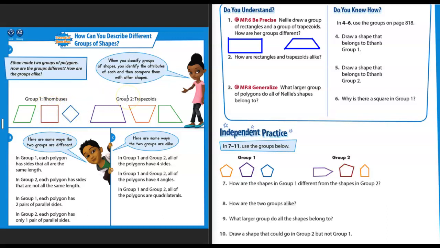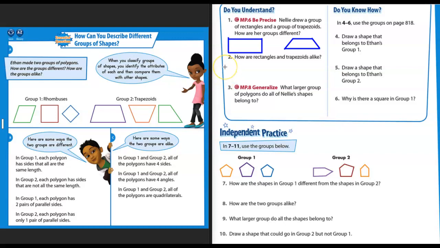He grouped group 2, he grouped trapezoids together. Trapezoids have one pair of parallel sides and the other side is not parallel. And you can see all of these have one pair of parallel sides and one pair that's not parallel. So parallel, and then these two are not parallel.